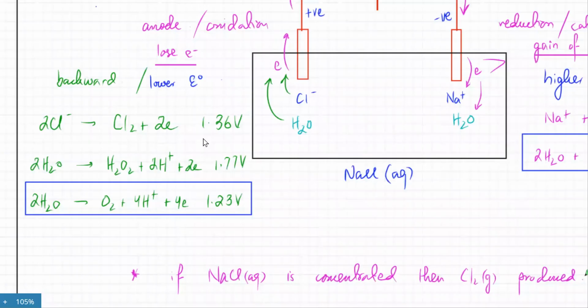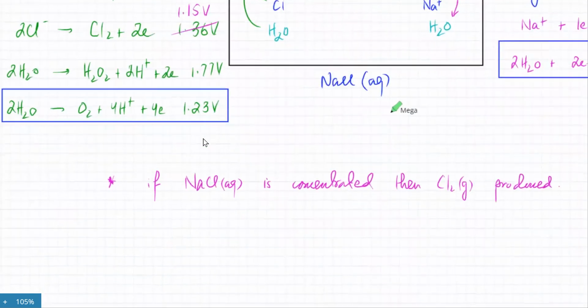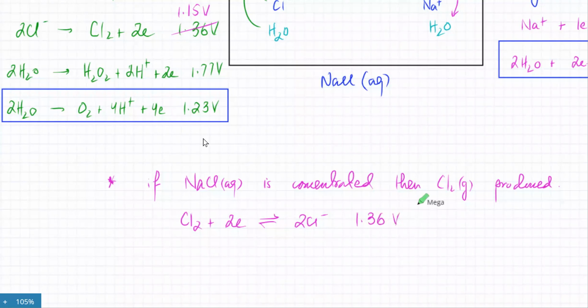So what happens is that if it decreases to 1.15 volts, I'm going to quickly write what is happening here. If NaCl is concentrated, then the equilibrium that we're talking about, which we said was 1.36 volts, shifts to the left and the potential decreases and becomes lower.